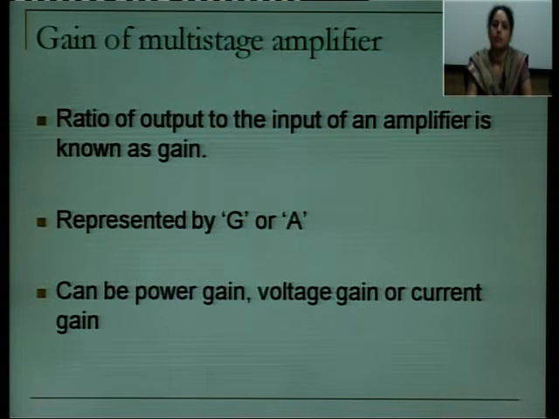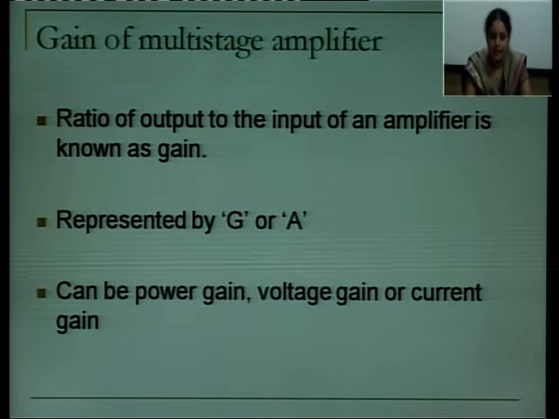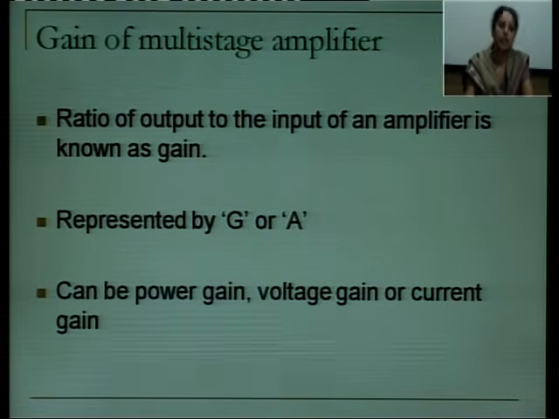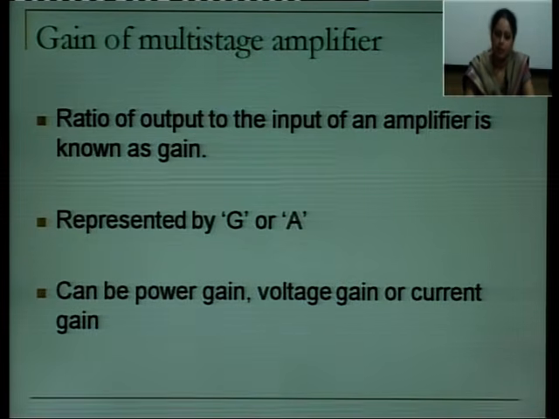Now, dealing with multi-stage amplifiers, we have to consider some basic parameters. The commonly used parameter is gain. We all know gain is the ratio of output to the input of an amplifier, and it is generally represented by G or A. It can be a power gain, voltage gain or current gain, depending on which gain you are calculating for your particular circuit. If you are considering power, it will be power gain.